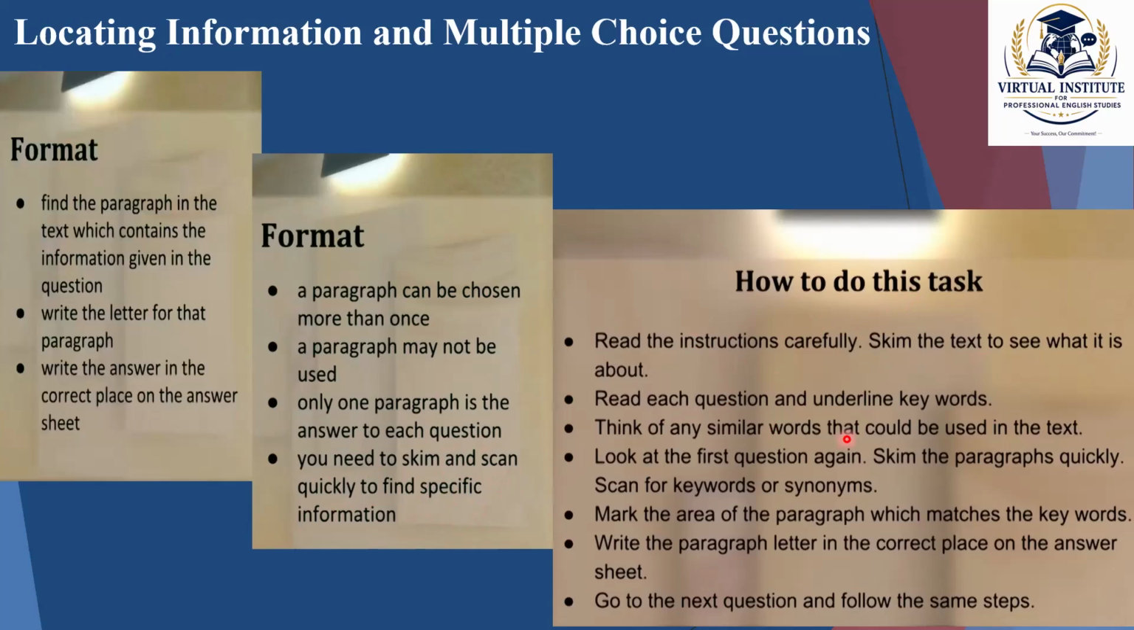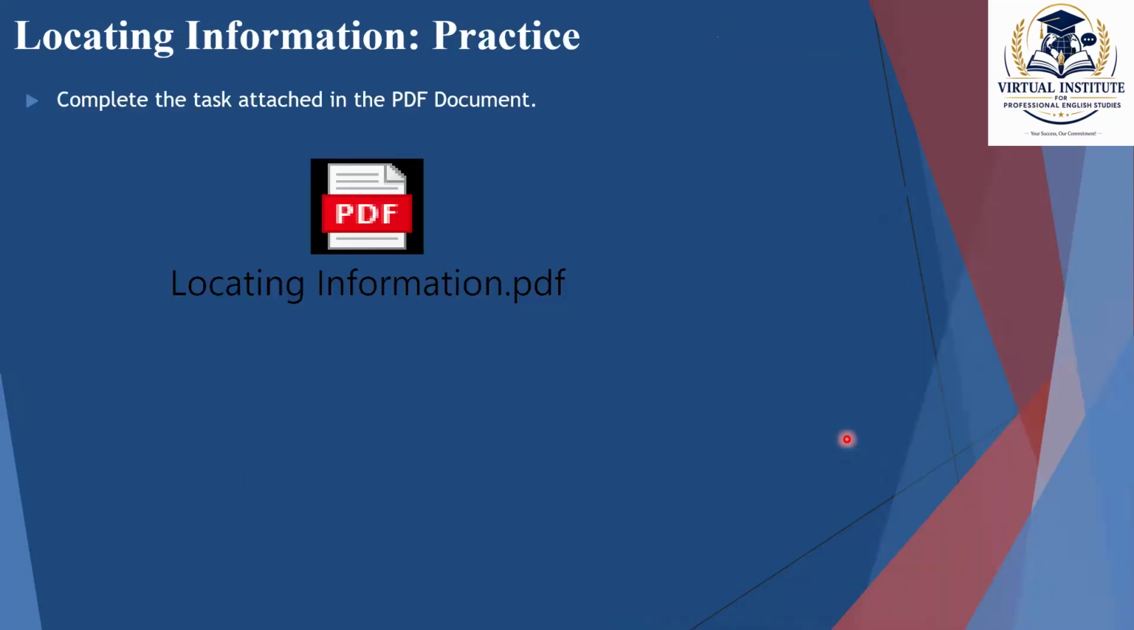Look at the first question again. Skim the paragraphs quickly. Scan for keywords or synonyms, right? Mark the area of the paragraph which matches the keywords, and then write the paragraph letter in the correct place on the answer sheet and go to the next question and follow the same steps.